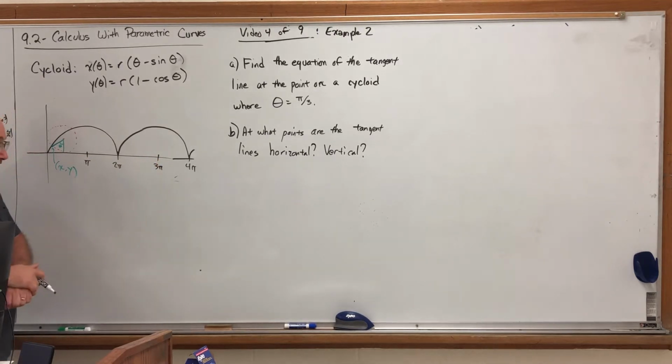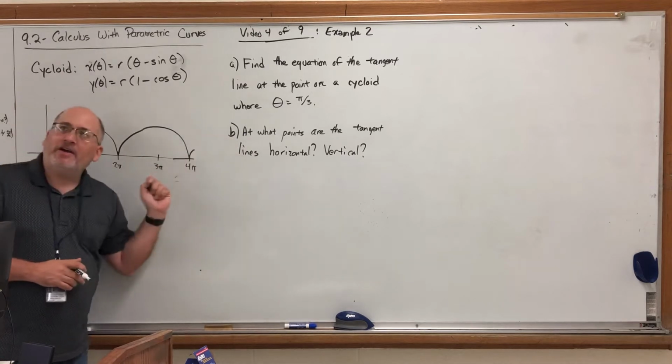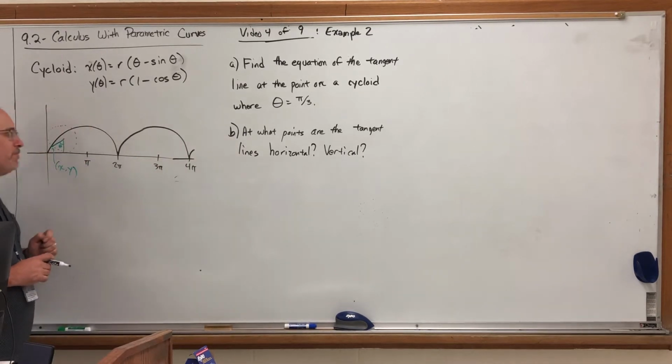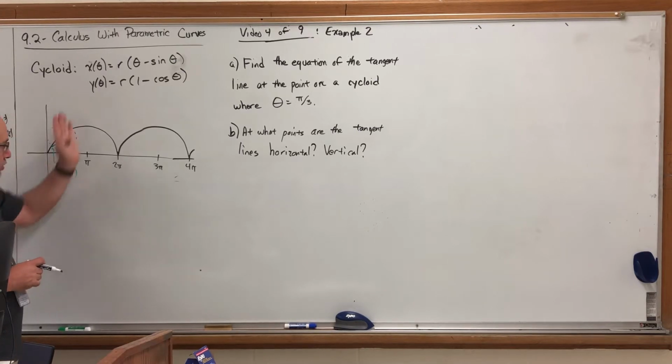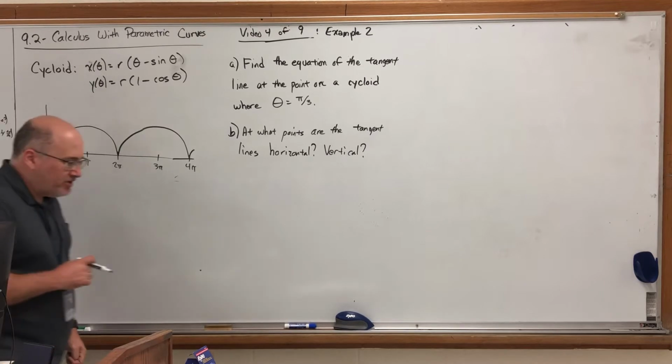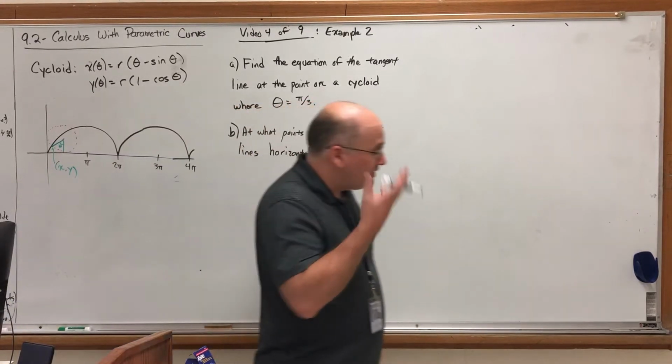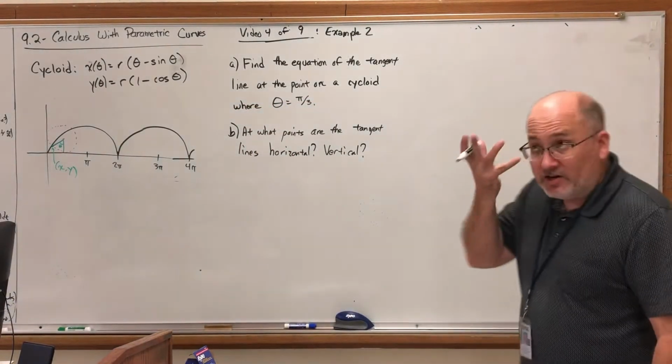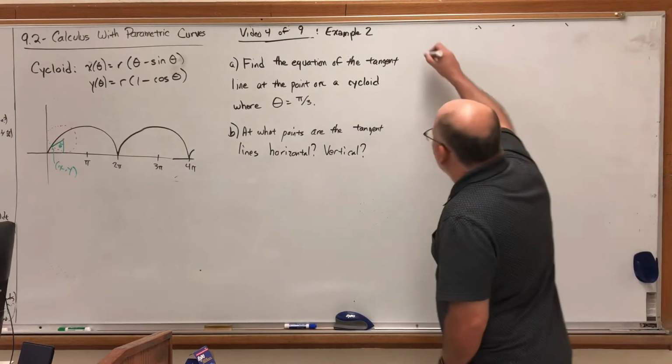So I'm suspecting the answers to B for the horizontal tangent lines to be at pi, 3 pi, 5 pi, etc., odd multiples of pi. And I'm expecting the vertical tangents to be at 0, 2 pi, 4 pi, or even multiples of pi. But let's verify that this is true based on the calculus, not just based on speculation. But first, let's start with A.